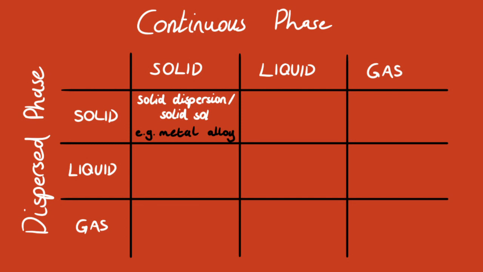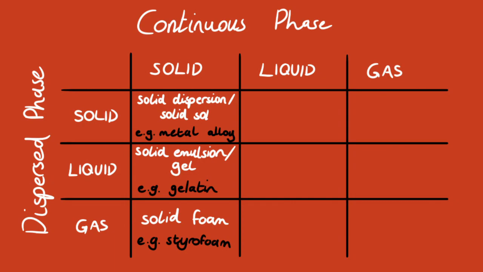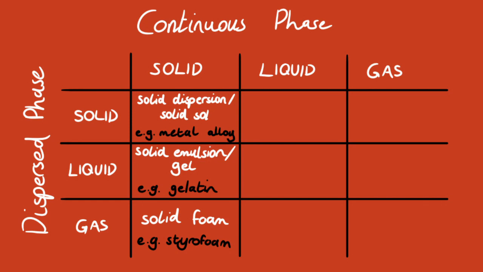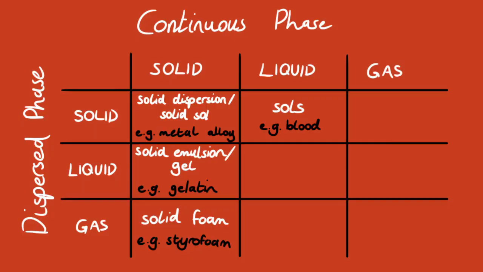A liquid in solid colloid is called a solid emulsion or gel, and an example of that is gelatin. And then a gas in solid colloid would be a solid foam, like styrofoam. Moving on to colloids with liquid as their continuous phase. A solid in liquid colloid would be a sol, and I think possibly the most important sol on Earth is blood, because, you know, it keeps us alive and stuff. A liquid in liquid colloid is called an emulsion, and a great example of that would be milk.